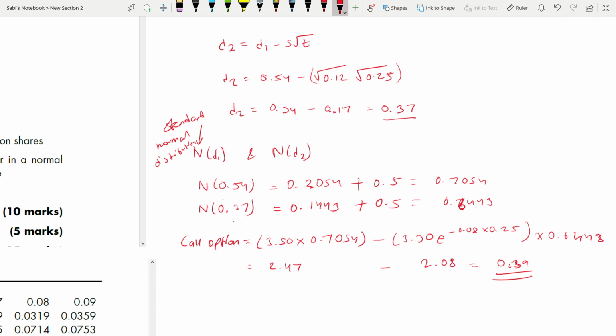That's all you have to do. They didn't ask anything else. You have discussed the limitations of the Black-Scholes model. You have also given the value of the call option. That's it. In this question, they are testing whether you know how to use the Black-Scholes model to find the European call option value or not. That's it for this question.